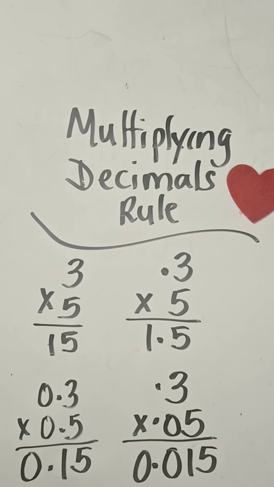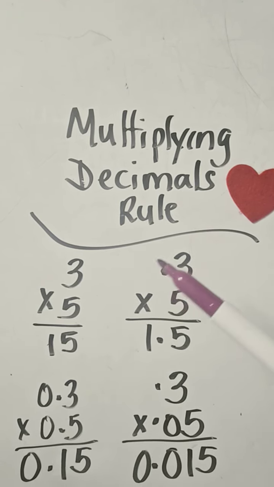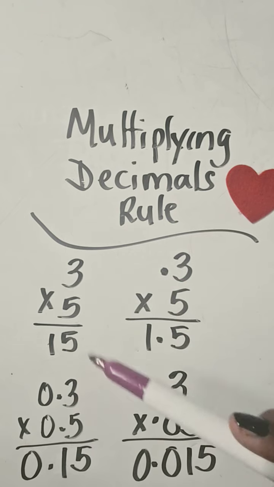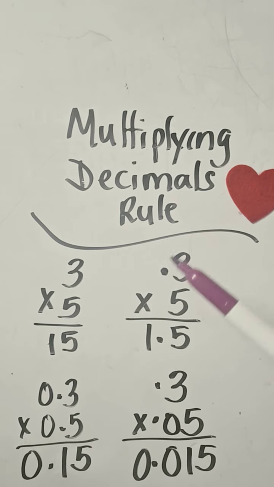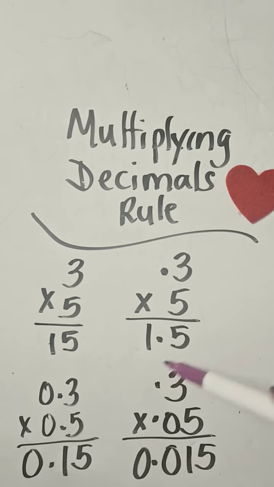Today we're looking at the rule for multiplying decimals. And this is so important that if you don't get this rule right, you can get your product wrong. All right. So whenever multiplying two decimals or two factors, you must count the number of decimal places behind a decimal in order to know how many decimal places will be in your product.